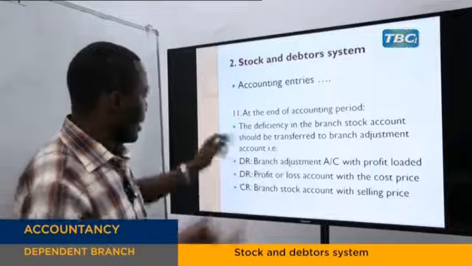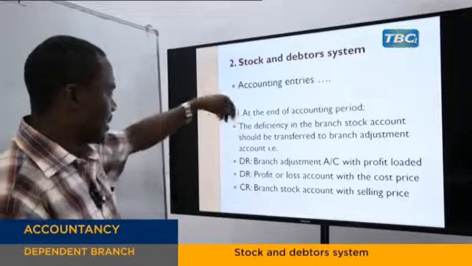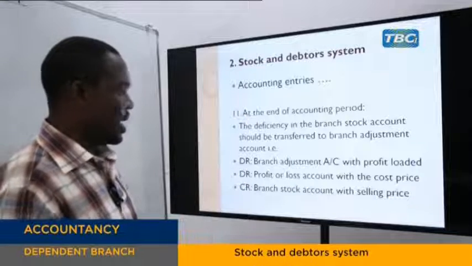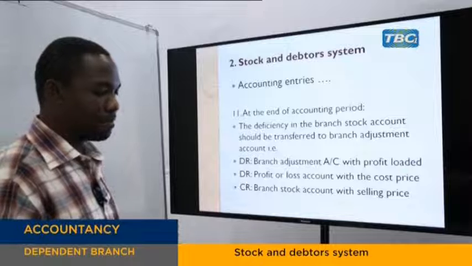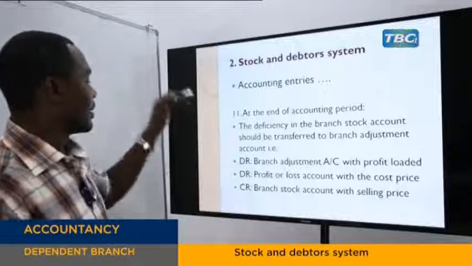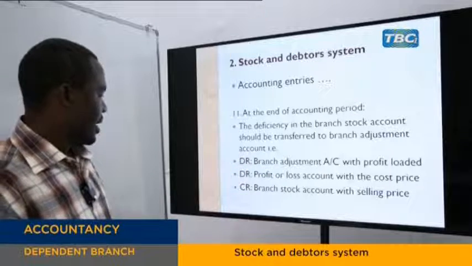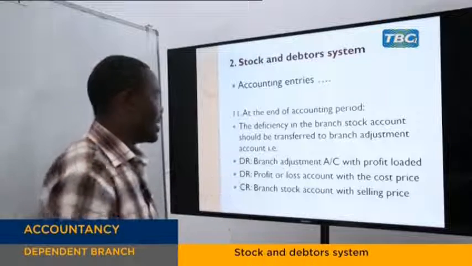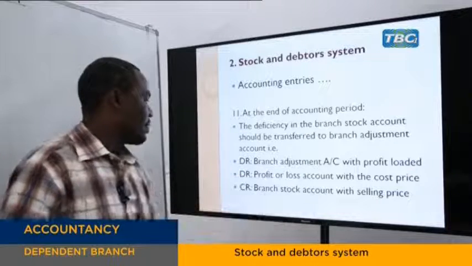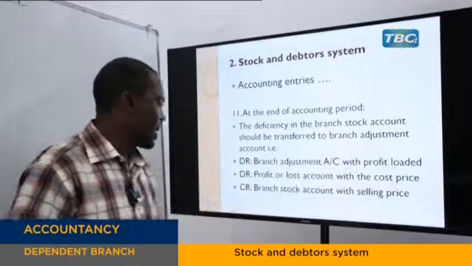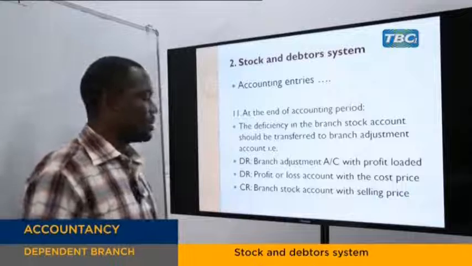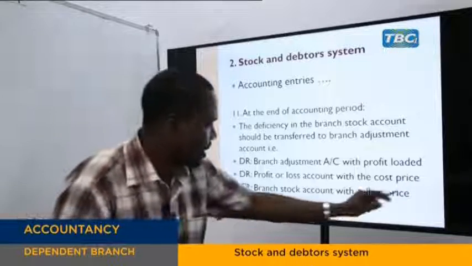But again, if there is no information given clearly that the deficiency was just a normal loss, then we need to give attention to this deficiency. If this deficiency will include the cost element, then the entry will be posted to profit or loss account with the cost price, and automatically the total will be credited to the branch stock account with the selling price. So this will be the total deficiency, of course.